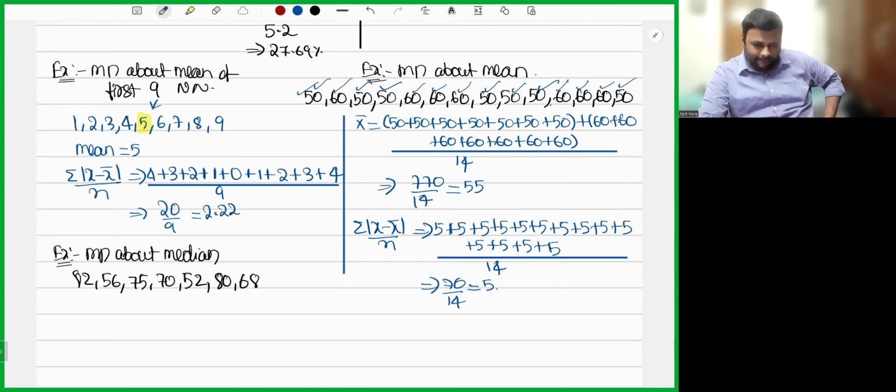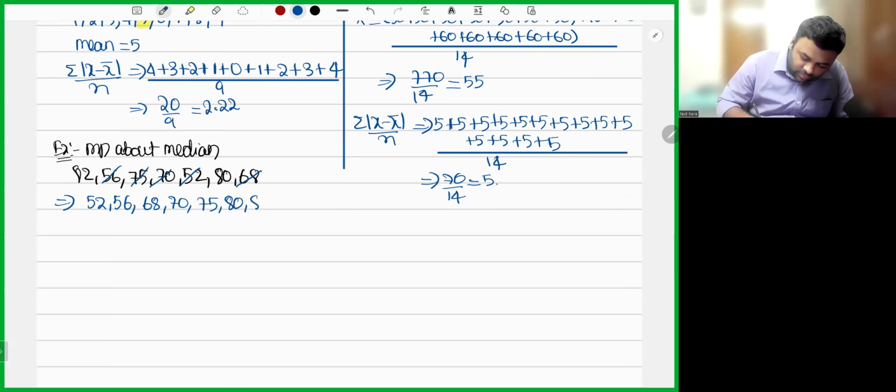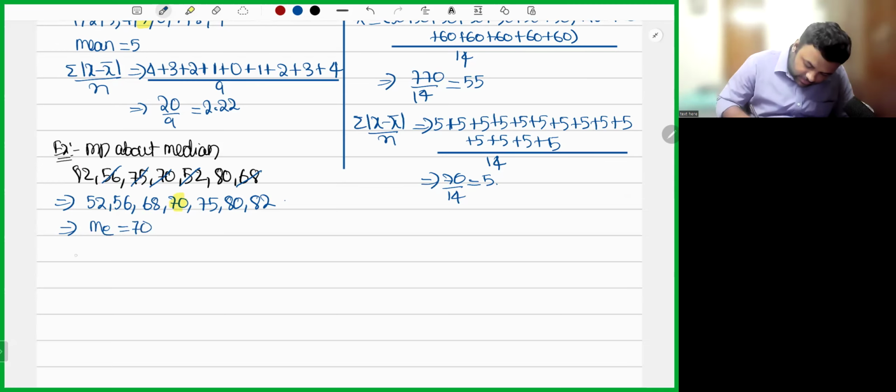What about example 3? Let's check. It's not in ascending order, right? First, let's arrange it in ascending order: 52, 56, 68, 70, 75, 80, 82. What's the mid value? 70 is the mid value. So the median is 70. Okay.